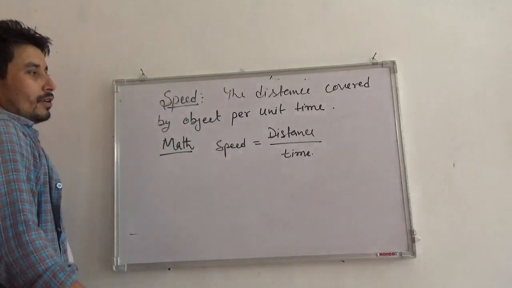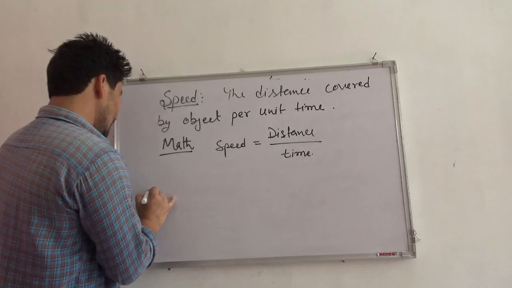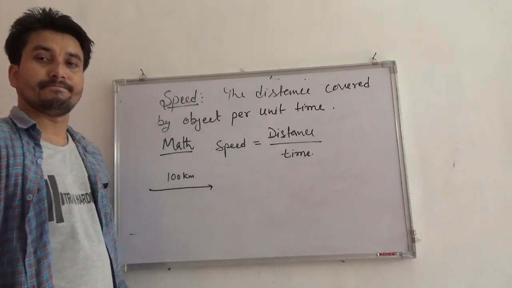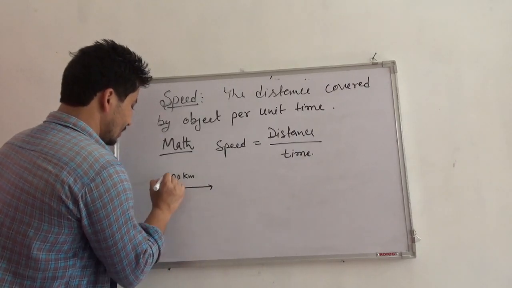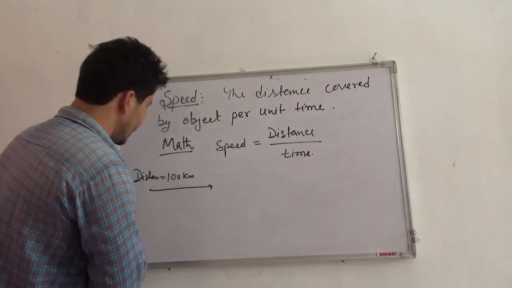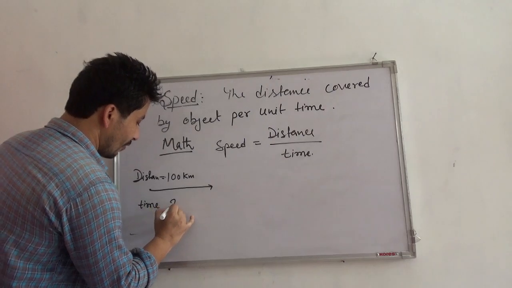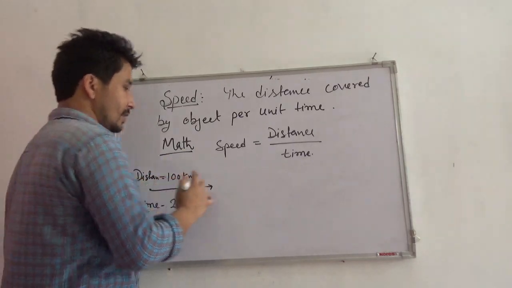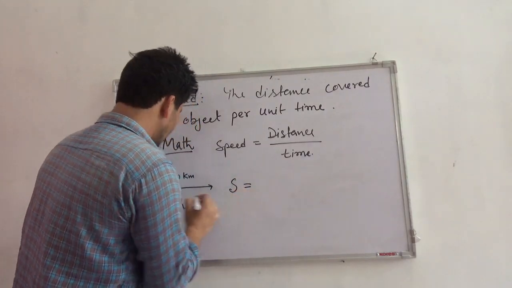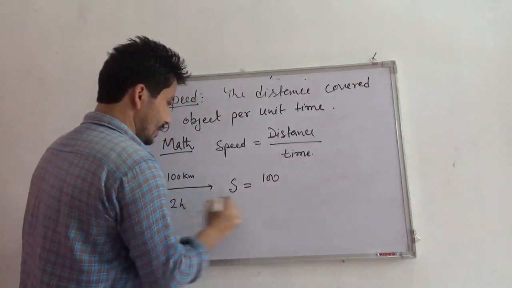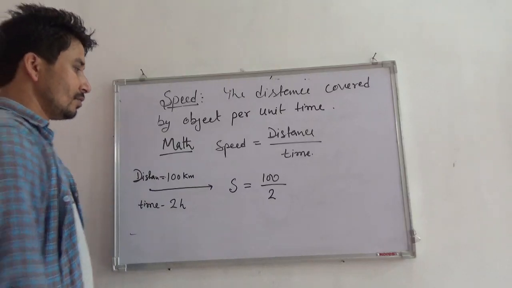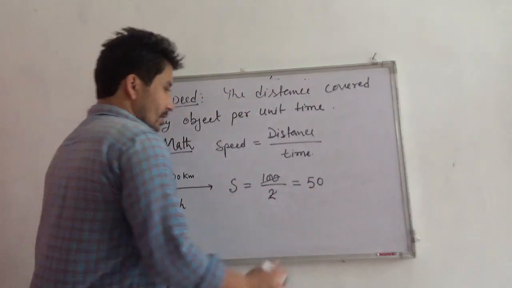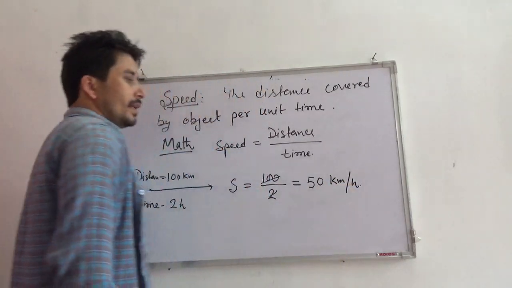Now for example, if any object covers a distance of 100 kilometer in 2 hours, distance is 100 kilometer, and it takes the time of 2 hours to complete this distance. Now how do we find out the speed of this object? We use this formula. Speed is equal to distance, which is 100 kilometer, and time, which is 2 hours. By calculating this, we get 50 kilometer per hour.